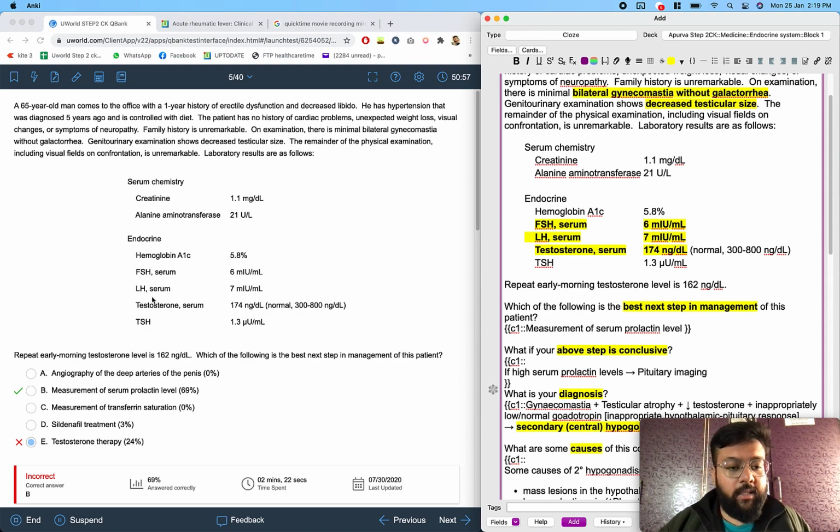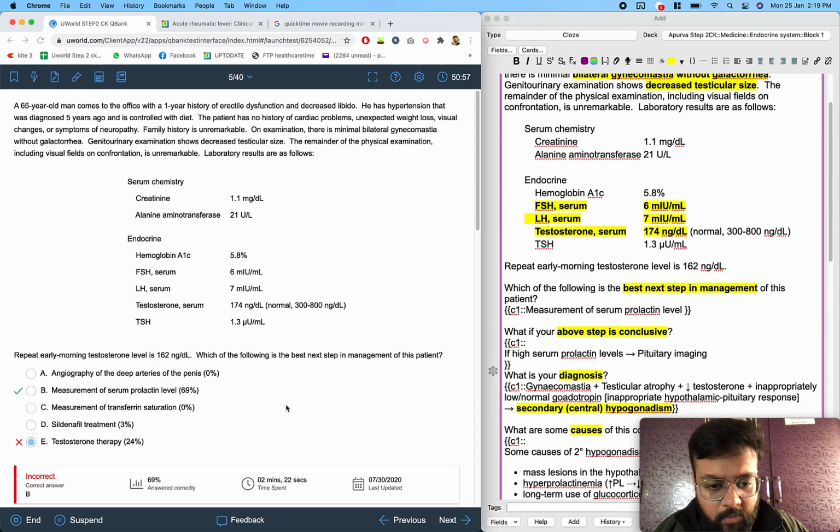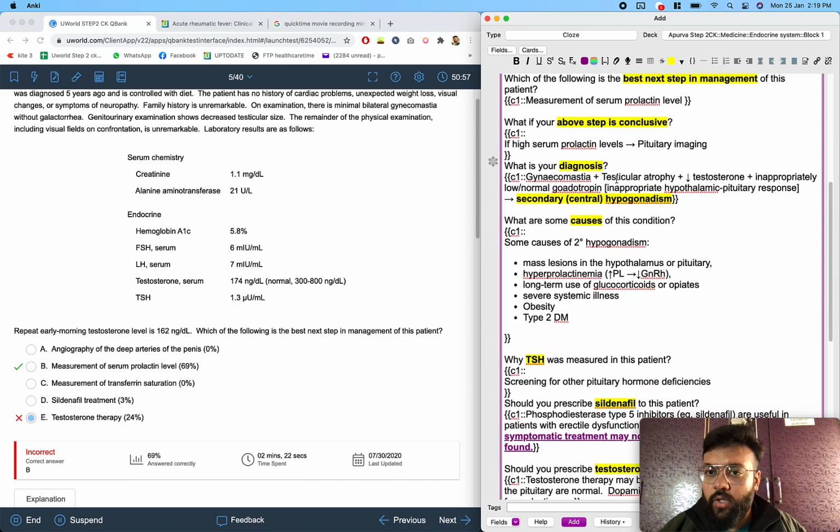So we are probably thinking of some central cause of hypogonadism. So your best next step in management is to measure serum prolactin level. That is what I have written as the best next step in management: measurement of serum prolactin level.